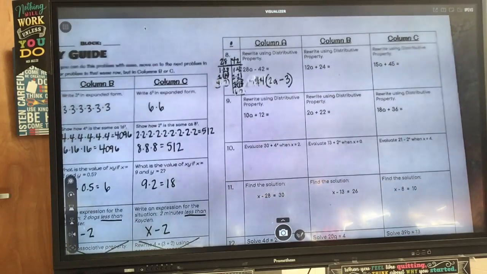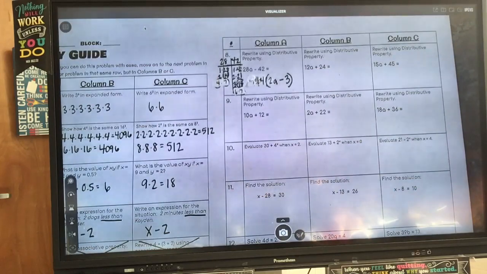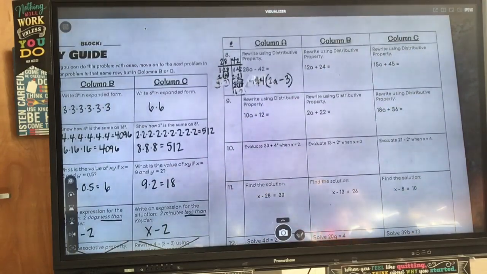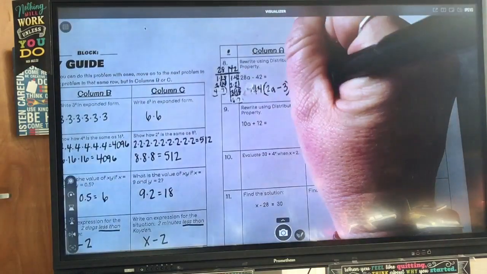12a plus 24 should be a little bit easier, right? Because 12 and 24 are smaller numbers, plus to me, it's a lot easier to see which one is going to go into which one. So, what number goes into both 12 and 24? Christiana? 12. So 12 is going to go on the outside.